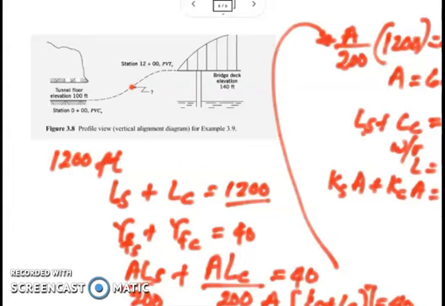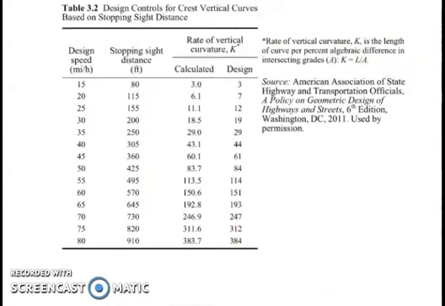So therefore, if we substitute the value for A, which is 6.667%, we can simplify our equation as K sub S plus K sub C equal to 1200 divided by 6.67, so this gives us 180. So now we are going to find the highest possible design speed.